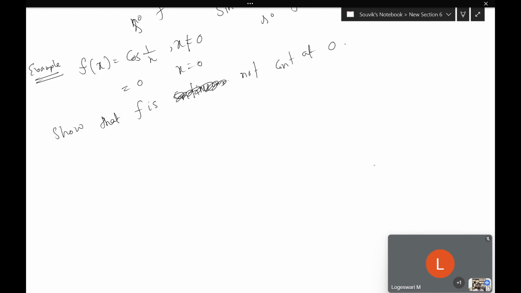Basically, what you need to do is find a sequence x_n which converges to 0. Please try, Logesh. You're not responding at all. I shall wait for some minutes. Please try and let me know.